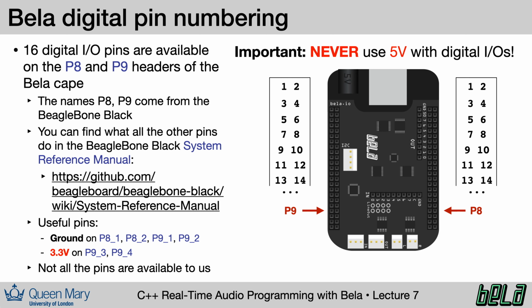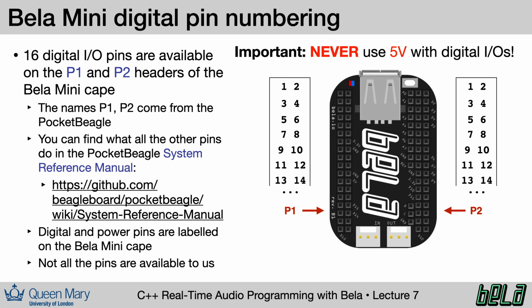There's a total of 46 pins on each of the P8 and P9 connectors. Some of these pins will hold the digital I/Os, other pins will hold signals like power and ground, as we'll see in a moment. The situation is similar with the Bela Mini. Here the connectors are called P1 and P2, which is the nomenclature used by the Pocket Beagle on which Bela Mini is based. Once again, there are 16 digital I/Os available on these connectors, along with power and ground.